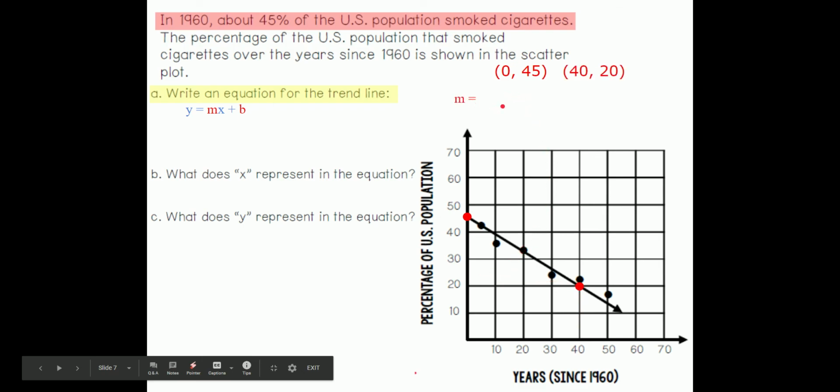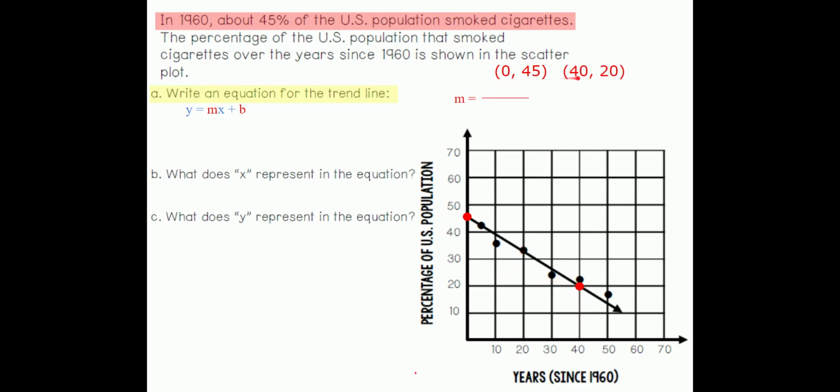And let's plug it into the slope formula. So y2 minus y1 should be 20 minus 45, over x2 minus x1, 40 minus 0. Let's simplify. 20 minus 45 is negative 25. 40 minus 0 is 40. And we're going to reduce, and we end up getting negative 5/8. Now, I put the negative sign in front of the fraction. You could also put it right in front of the 5. It really doesn't matter. You end up getting the same thing. So our slope is negative 5/8.